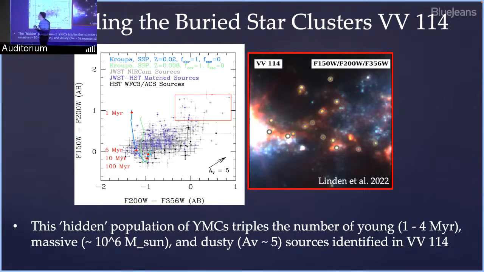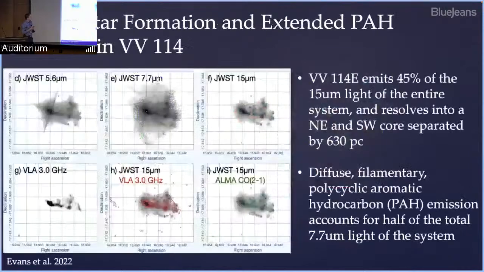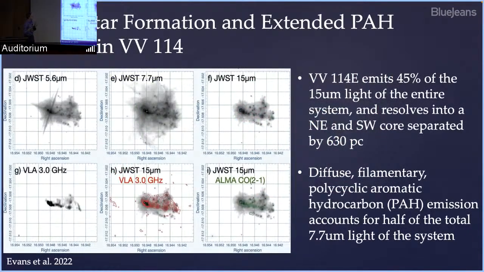So all of these very compact red sources that we're finding in the overlap region actually are these super young sources. And because of their discovery, we're able to triple the number of young sources that we detect in the galaxy. So with MIRI imaging, I just want to quickly go through. Again, I briefly talked about it.